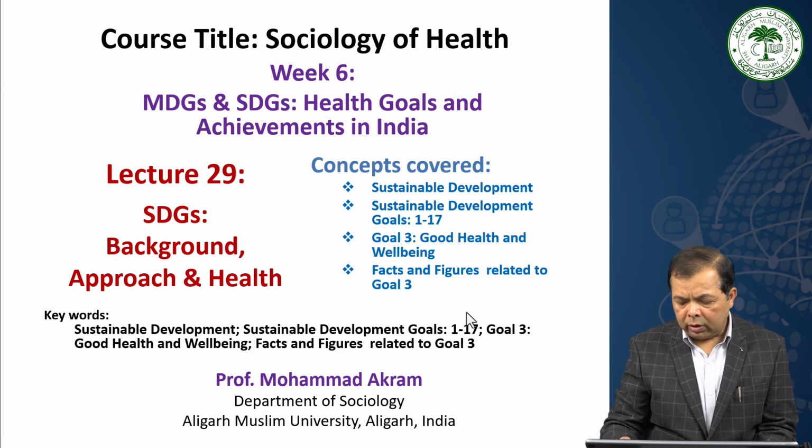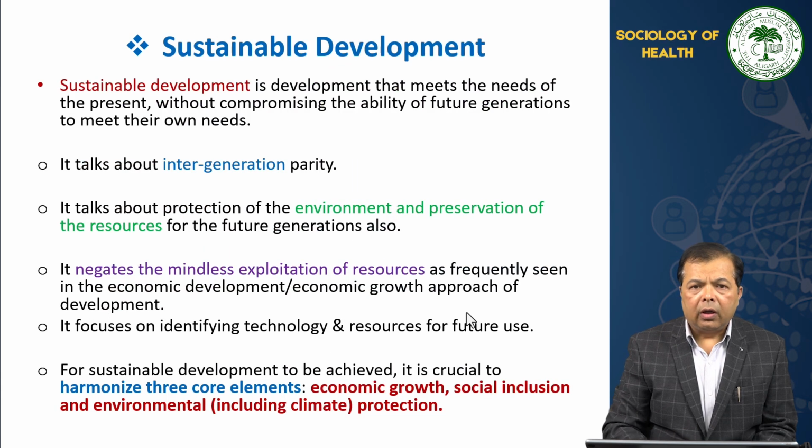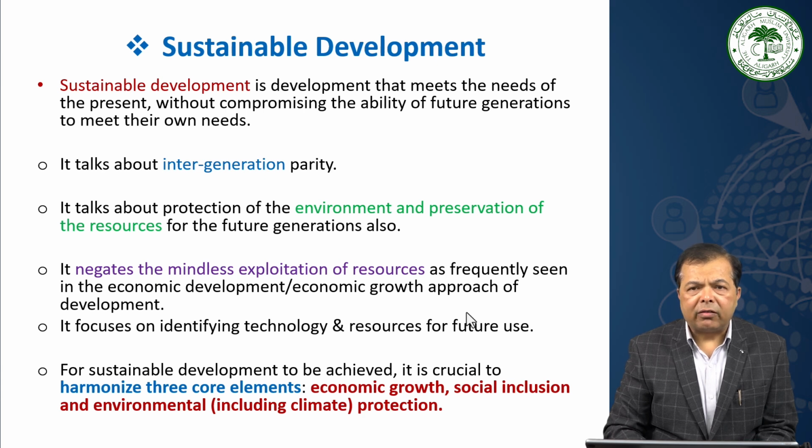Now we go to our first slide. And here I have mentioned the definition of sustainable development that we talked about earlier also, but just for a kind of recapitulation, I'm talking about this. So sustainable development is development that meets the needs of the present generation without compromising the ability of future generations to meet their own needs. That means it talks about intergenerational parity.